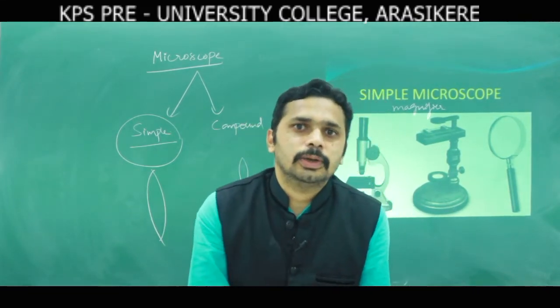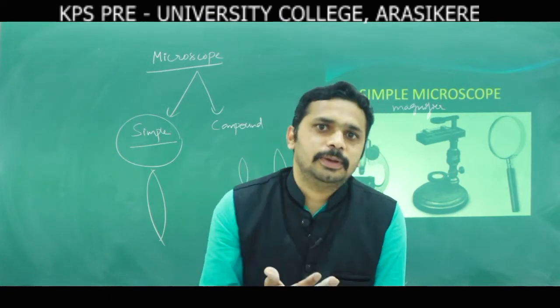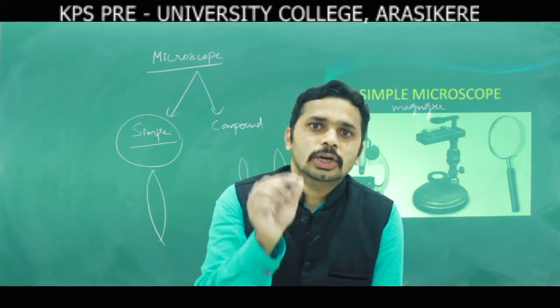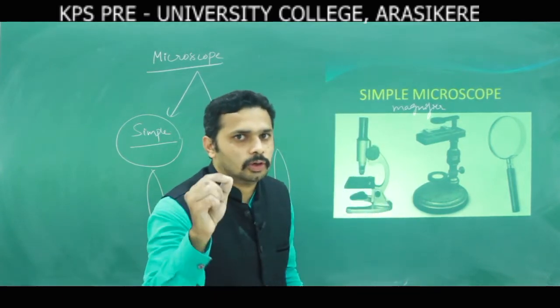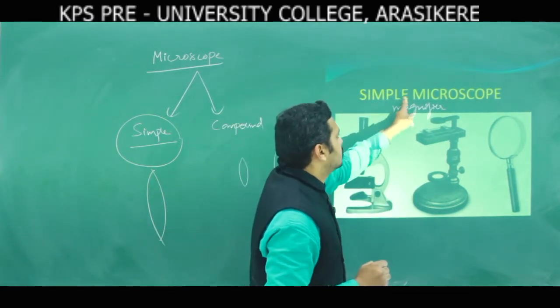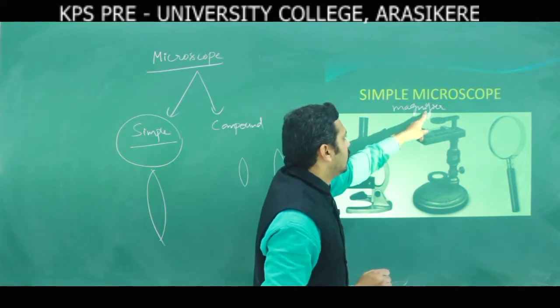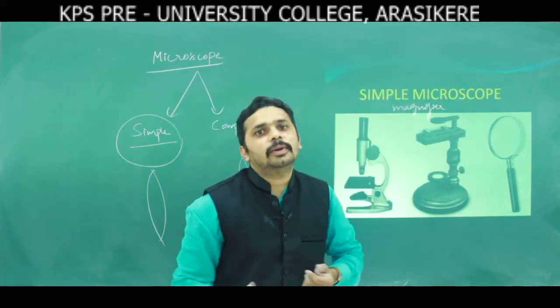Still we are using simple microscope. Suppose in first PUC experiments in vernier caliper, screw gauge, to see the small lines we are using simple microscope. You got the idea? Now look at here, the simple microscope is also called as magnifier, it does magnification.